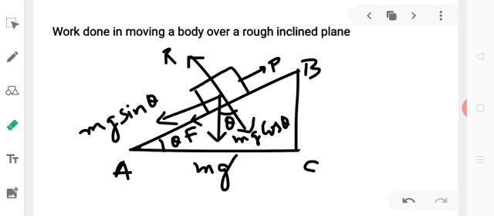Force of friction F, as you can see it is marked F, acting down the plane AB as the body moves up the plane. The weight mg can be resolved into two rectangular components, mg cos theta opposite to R and mg sin theta down the plane AB, where P is the force required to be applied up the plane AB. Under the action of this force, suppose the body moves through a distance s up the plane. Suppose distance travelled is given by s.